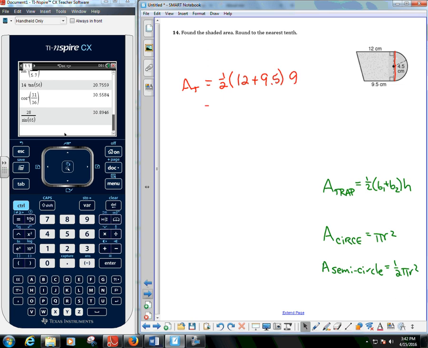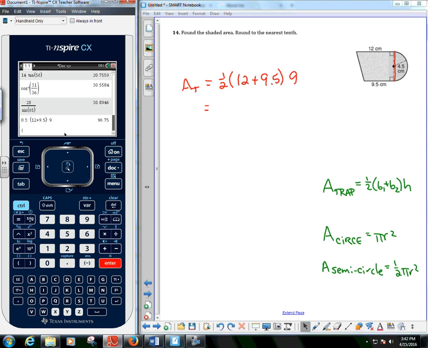All right. So I am going to come to my calculator and I'm going to say 0.5. And then I'm going to use some parentheses. 12 plus 9.5. I'm going to use the arrow button to get on the other side, and I'm going to multiply by 9 and hit enter. That tells me it's 96.75. I'm not going to round that just yet.